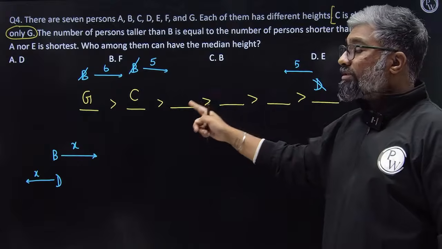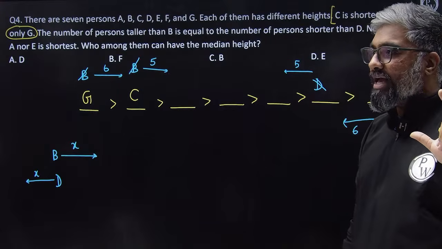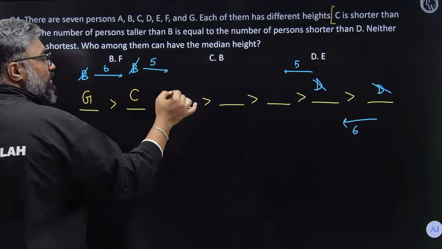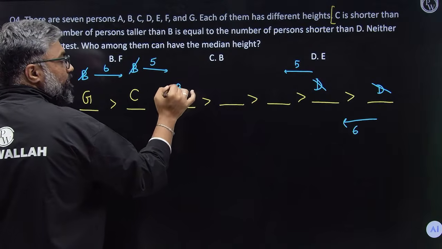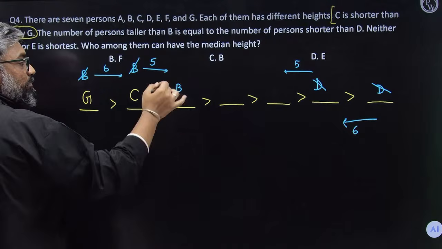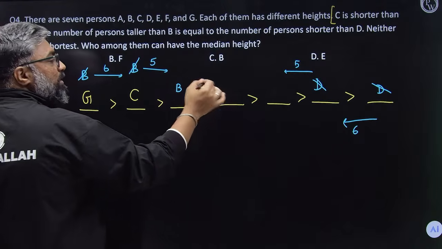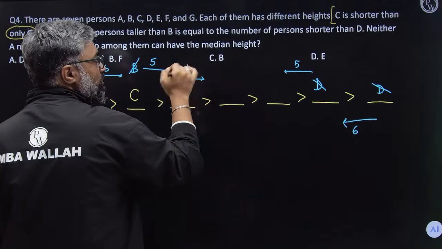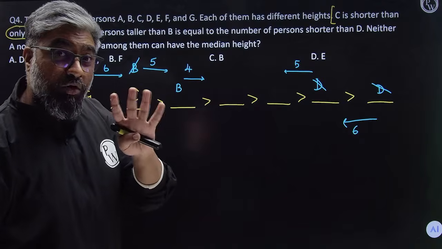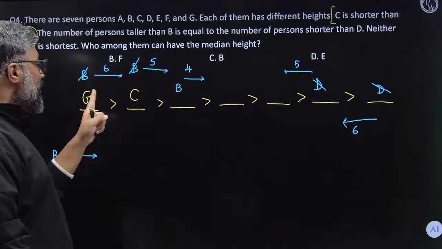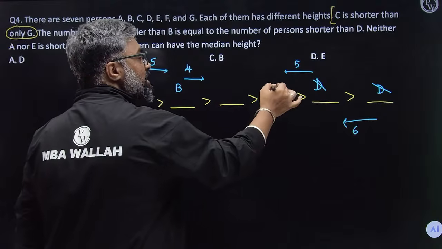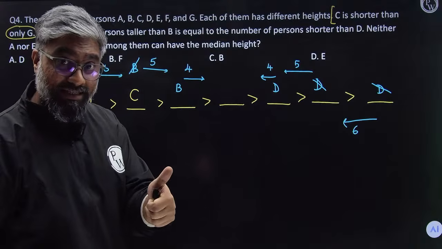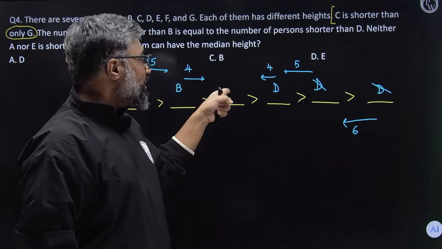I have 1, 2, 3 seats left. I need to place them somewhere there. Correct? So think about this. What if I were to place B here? Yes, count this. If B comes here, what happens? How many people are to the right of B? 1, 2, 3, 4. 4 people to the right of B. That means I need 4 people to the left of D. 1, 2, 3, 4. That means D will come here. Does this satisfy the condition? Yes, it does.